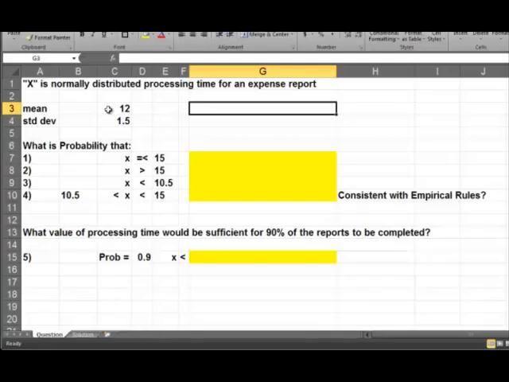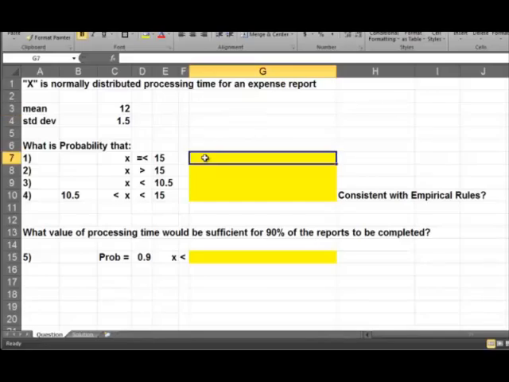But let's say there's some automated system that can work through automated workflow and things like that. And let's say the average time is 12 minutes and the standard deviation is 1.5. We want to know the probability that a given expense report is going to take less than or equal to 15 minutes. How would I calculate that? And we'll think back to our formula that we just used. So I've got a normal distribution, mu is 12, sigma is 1.5. I want to know the probability of being at or below a value of 15.